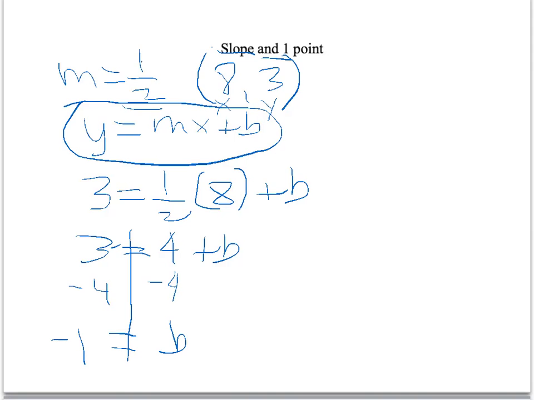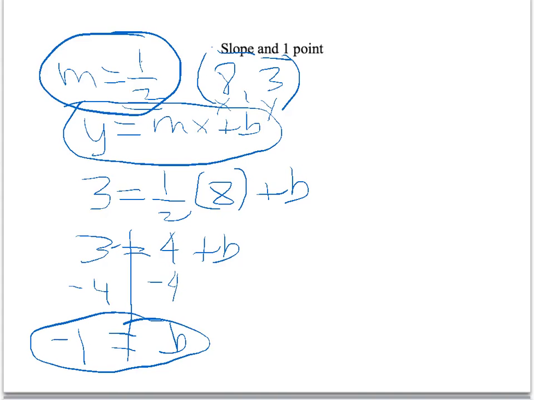Okay, I've got my slope. I've got my y-intercept. I can put it in slope-intercept form. y equals 1/2 x minus 1.